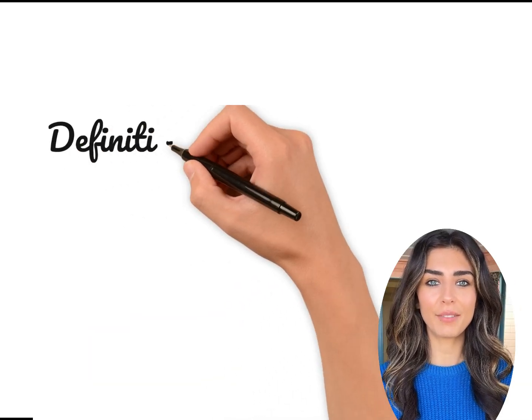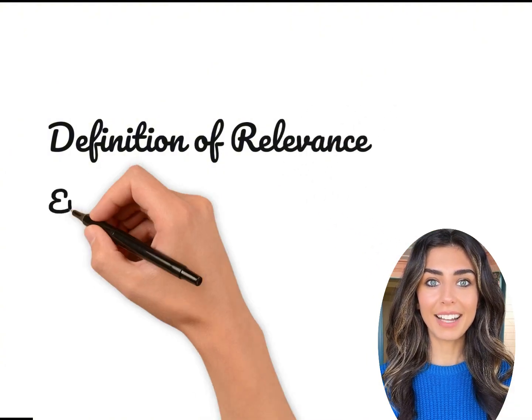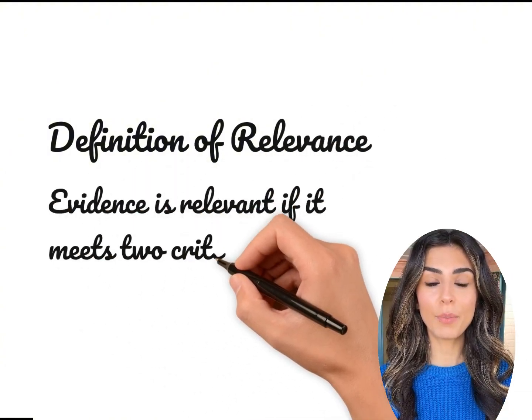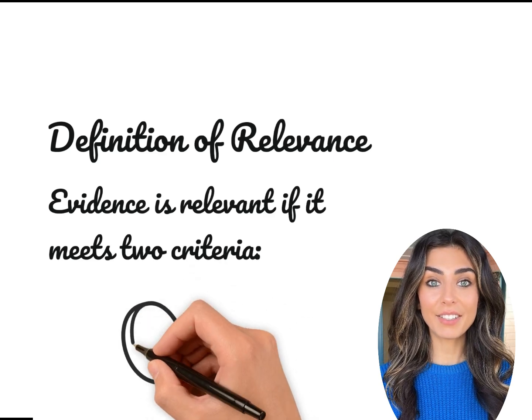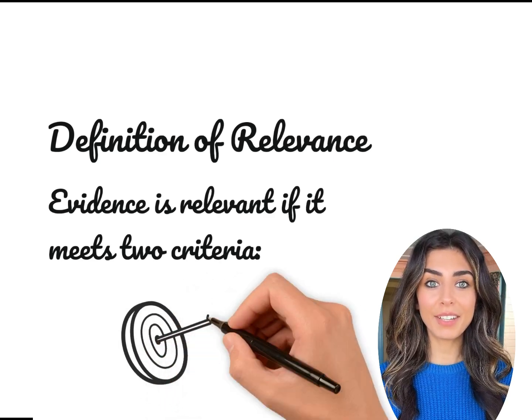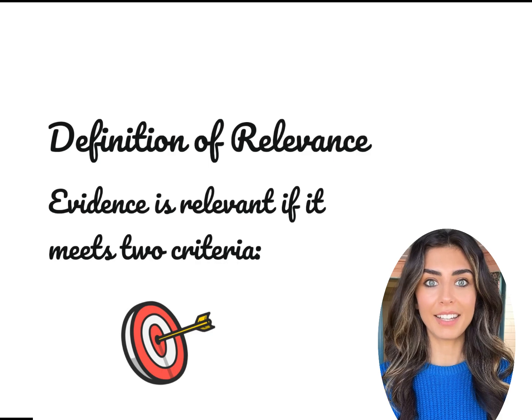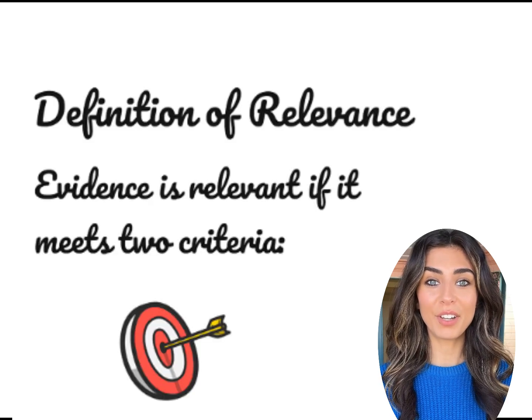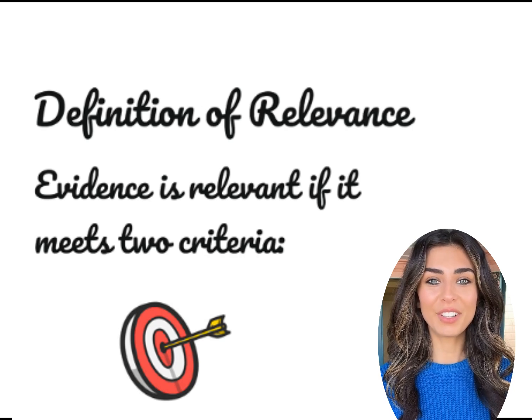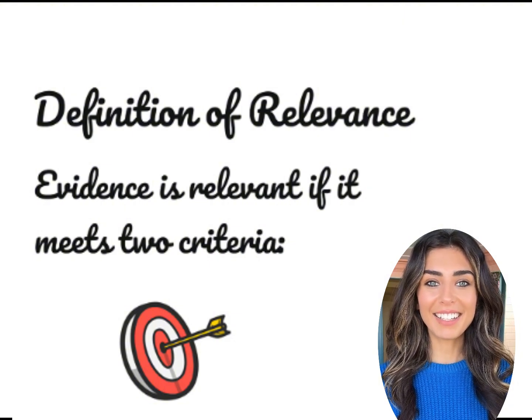Key idea, evidence is relevant if it meets two criteria. It has any tendency to make a fact more or less likely than it would be without the evidence. The fact is of consequence to the case. Explanation. The first part emphasizes how evidence contributes to proving or disproving a point. Even a small degree of relevance can satisfy this requirement. The second part ensures that the evidence relates to an issue that is legally significant in the case.